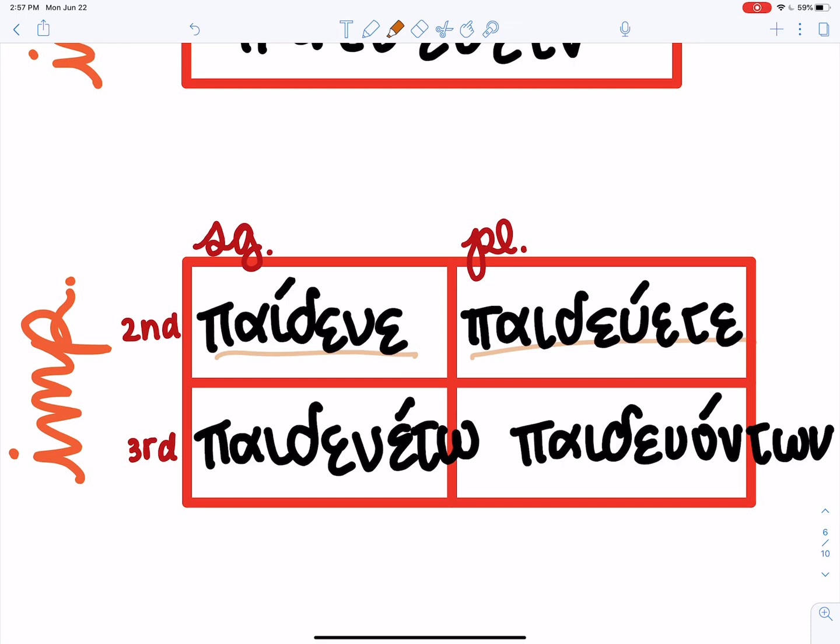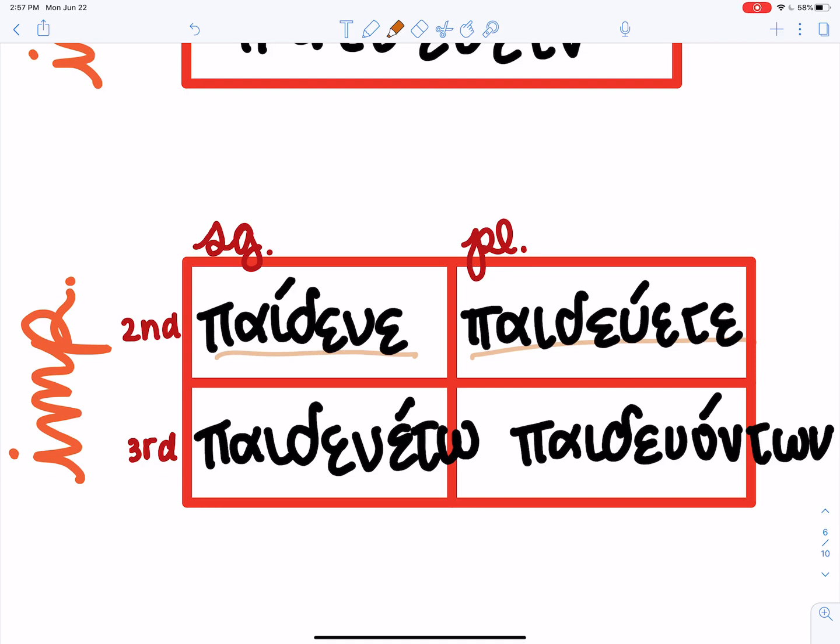I'm not saying teach to a person. Like, I'm not telling you to teach someone else, if that makes sense. Okay, I hope that makes sense. If it doesn't, ask me. But yeah, teach, a command. Okay.